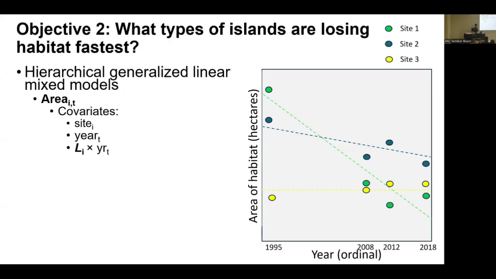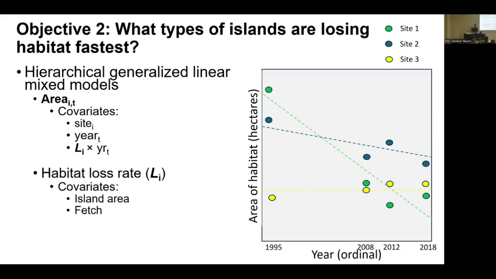But we wanted to take this a step further and ask what types of islands are losing habitat the fastest. And to do this, we used hierarchical Bayesian models. Really, the idea here is that we wanted to be able to predict the area of a given habitat in a given year as a function of the site, the year, and the rate of loss. And we wanted to be able to predict the rate of loss as a function of different island traits. And so these two submodels are linked. That's why it's a hierarchical model.